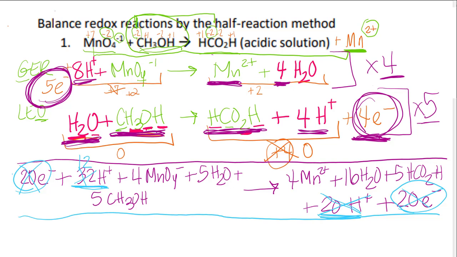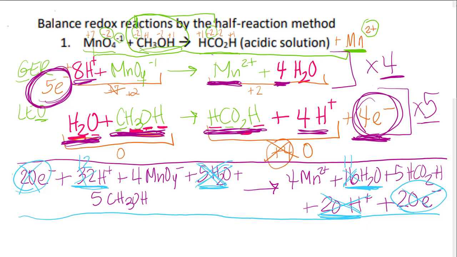I can also see some commonality here. I've got water on the left and water on the right. I've got 16 on the right and 5 on the left. So let's just totally get rid of the 5 on the left, and we're just going to do 16 minus 5. So that would be a net of 11 waters on the right. And I think that's it as far as canceling.